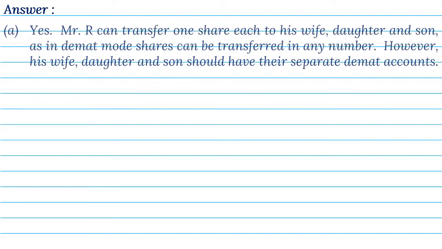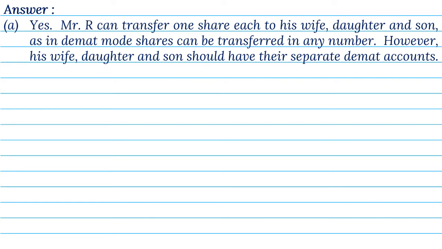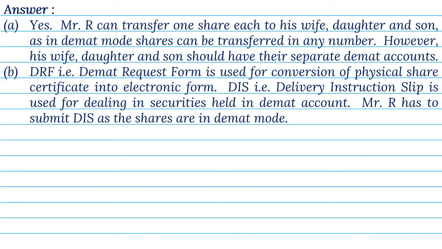Answer. A. Yes. Mr. R can transfer 1 share each to his wife, daughter, and son, as in Demat mode, shares can be transferred in any number. However, his wife, daughter, and son should have their separate Demat accounts. B. DRF, that is Demat request form, is used for conversion of physical share certificate into electronic form. DIS, that is delivery instruction slip, is used for dealing in securities held in Demat account. Mr. R has to submit DIS as the shares are in Demat mode.